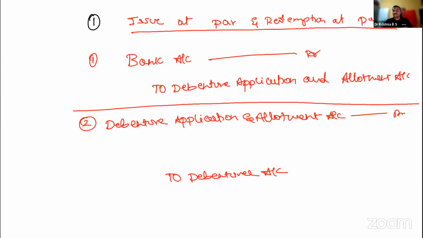These 4 entries you are supposed to remember, and this is more than sufficient to understand this chapter. First entry is bank account debited to debenture application and allotment account. Second entry is debenture application and allotment account debited to debentures account. If you remember these 2 entries, more than sufficient. I will tell you the technique how to adjust between the cases. Understood? Any doubts in these 2 entries?